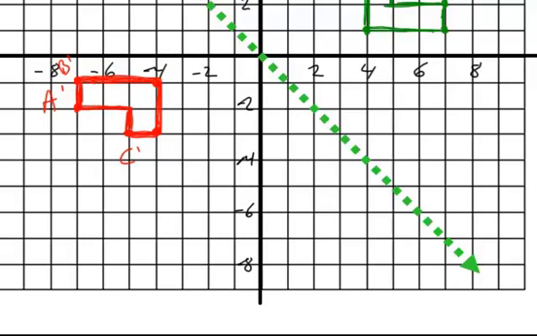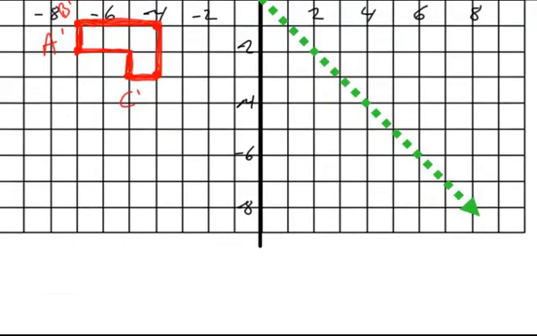And when we take A, we end up over here. If we take B, we end up over here. If we take C, we end up over here. If we look at those coordinates, 2, 7 becomes negative 7, negative 2. 1, 7 becomes negative 7, negative 1. And the same thing happens with C. 3, 5 ends up negative 5, negative 3. So I'll leave that with you, and we'll approach that with questions that we do working on this.